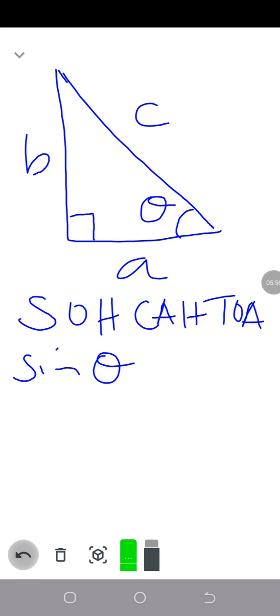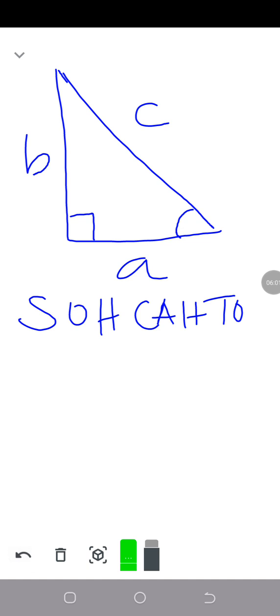Now, we want to develop the first trigonometric identity. If this angle here is theta, and I want to write the distance A, from here up to here, in terms of trigonometry, and also the distance B in terms of trigonometry.